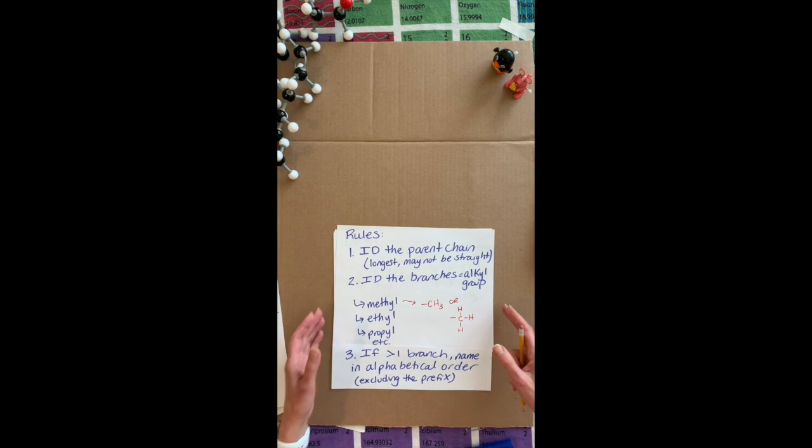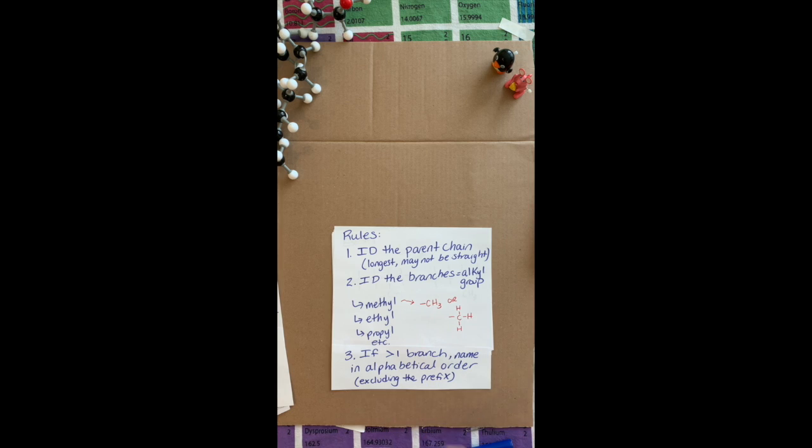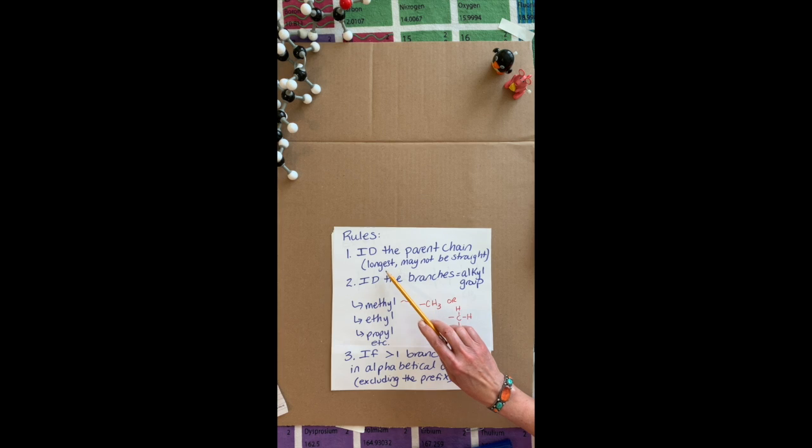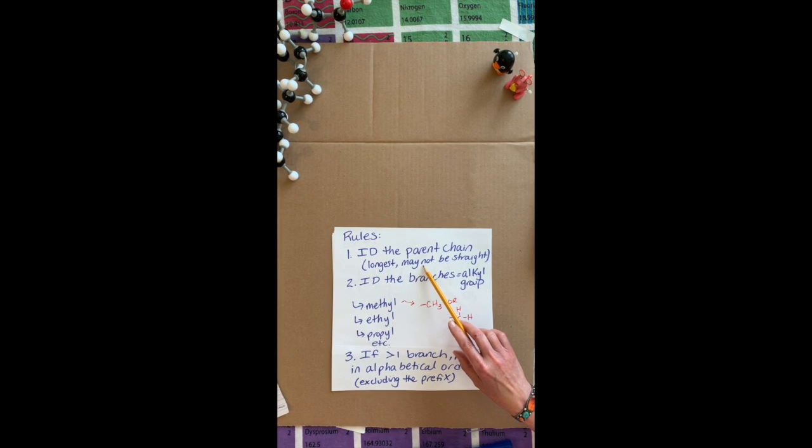All right, there are a number of rules required for naming branched hydrocarbons. The first rule is that we need to identify the parent chain. Always remember that the parent chain is the longest carbon chain. And if they want to get a little tricky with you, that carbon chain may not be straight. You will see some examples shortly.